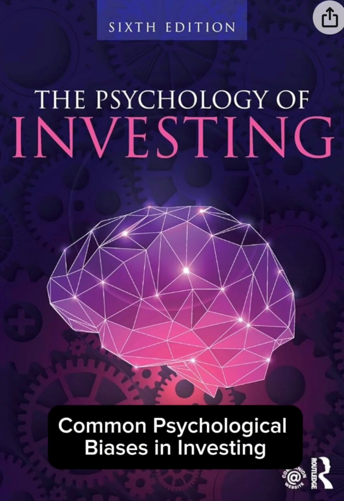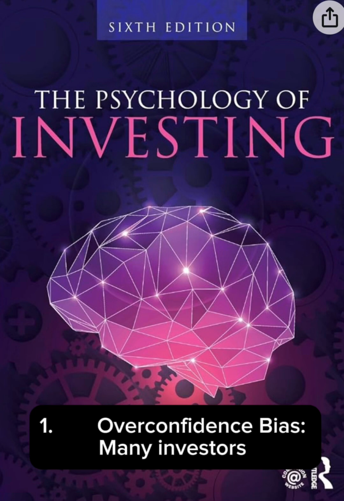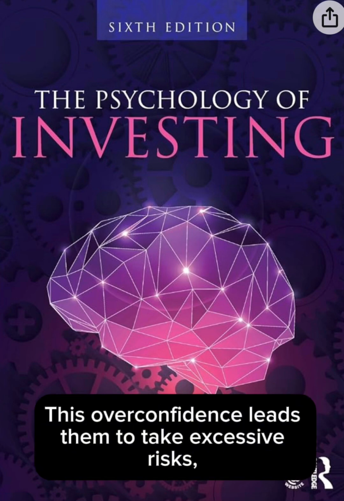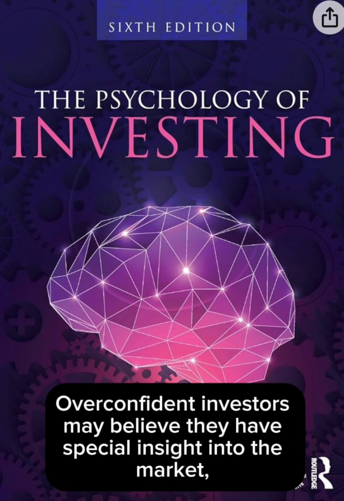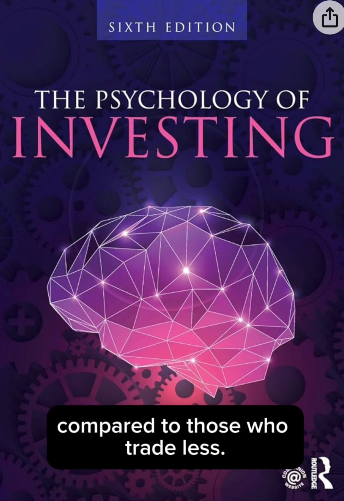Common psychological biases in investing. Nofsinger outlines several key cognitive biases that frequently affect investors. 1. Overconfidence bias. Many investors overestimate their knowledge and ability to predict market trends. This overconfidence leads them to take excessive risks, trade too frequently, or fail to adequately diversify their portfolios. Overconfident investors may believe they have special insight into the market, but research shows that frequent traders often underperform compared to those who trade less.